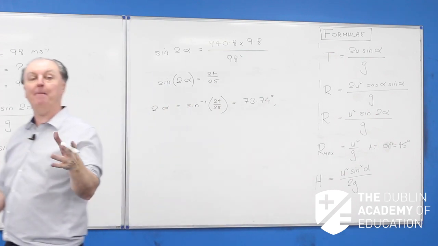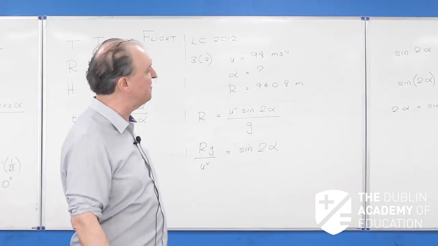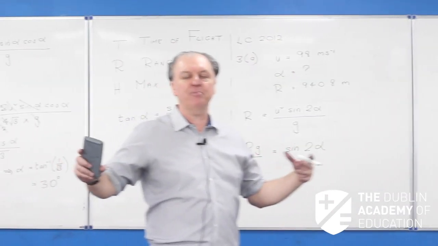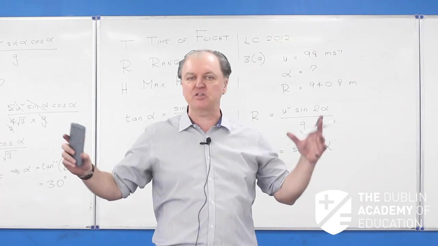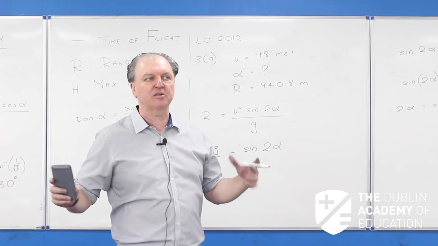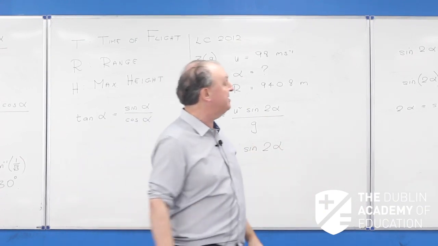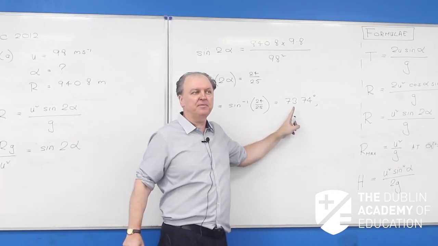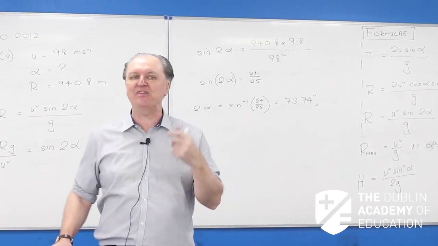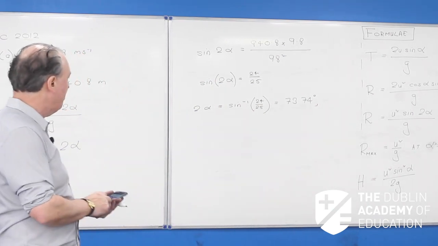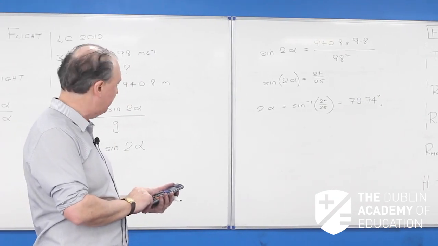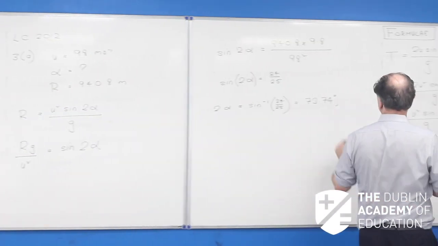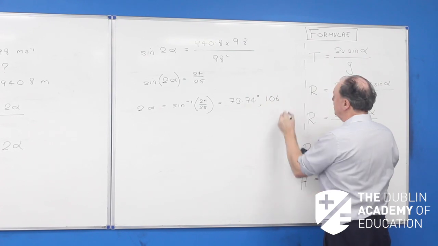Now, sine is what I call ambiguous. There's always two answers for sine. Associated with projectiles, I provided a separate lesson which talks about all the basics of trigonometry, so you can look at those basics where it's explained in more detail. But basically, that's the acute angle. There is an obtuse angle, and the way you get the obtuse angle is you take that angle away from 180. So 180 minus 73.74 will give me an answer of 106.26 degrees.